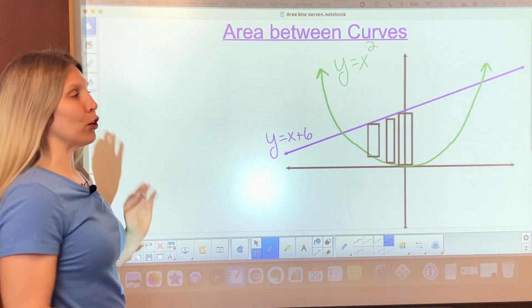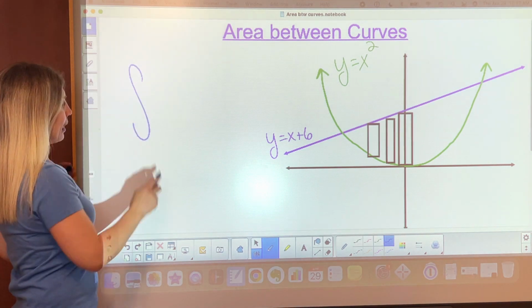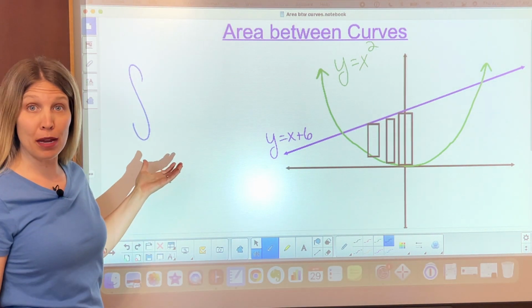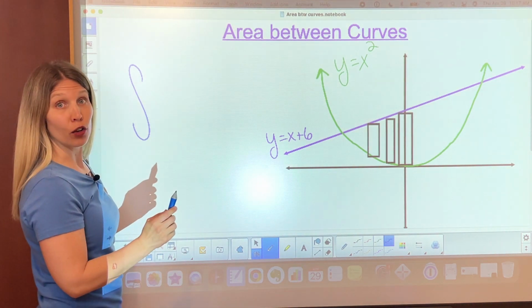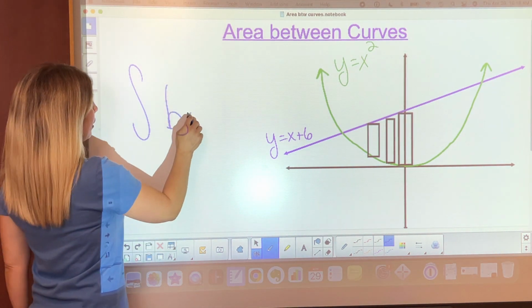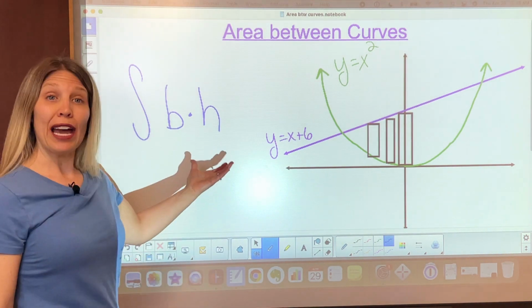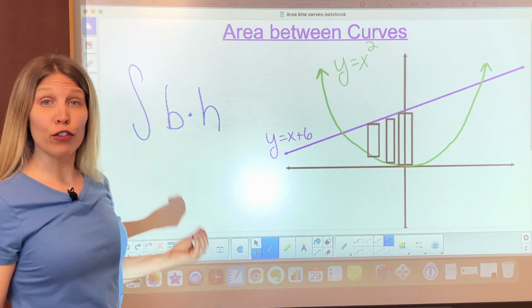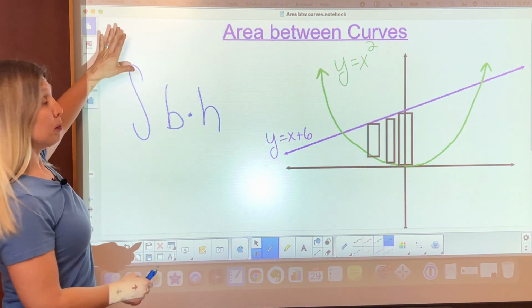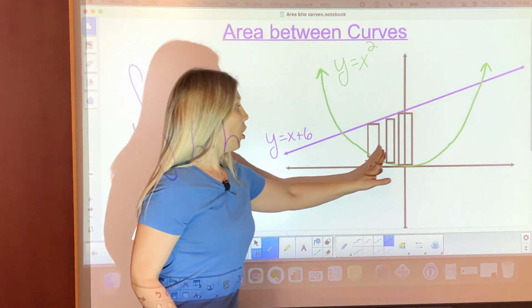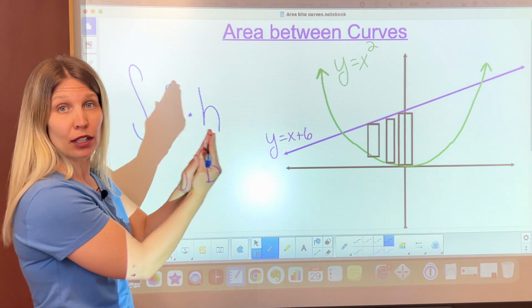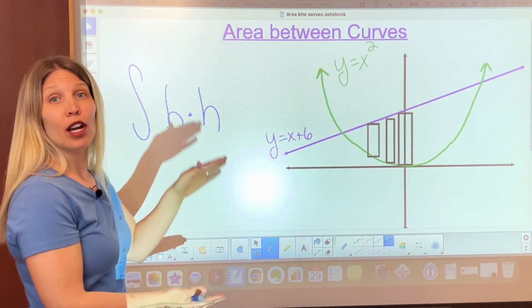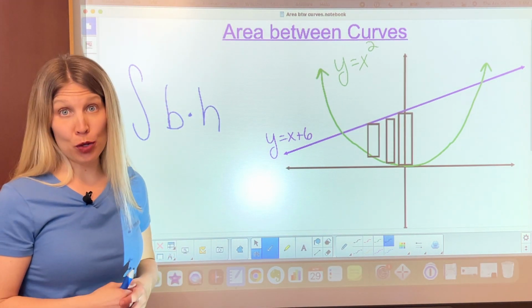In calculus, of course, we add things up using our summation, and we're going to find the area of a rectangle. Base times height. So that's what we're going to do to figure this out. And of course, in calculus, this big integration and all these rectangles, we're actually going to be using tiny, tiny, tiny rectangles stacked right next to each other to find an accurate area between two curves.